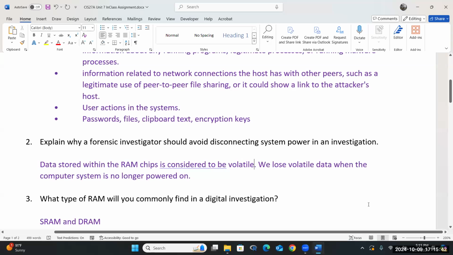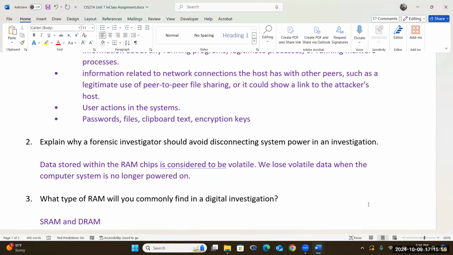And then the types of RAM that you commonly find in your investigation: you would see static RAM, known as SRAM, and you should also find, commonly especially in PCs, your DRAM, which is dynamic RAM. So when you buy DDR4 or DDR5, right? And if you have an older computer, you might have a DDR3 that is dual inline, right? Dynamic RAM. And they are all SDRAM. They're synchronous dynamic RAM.